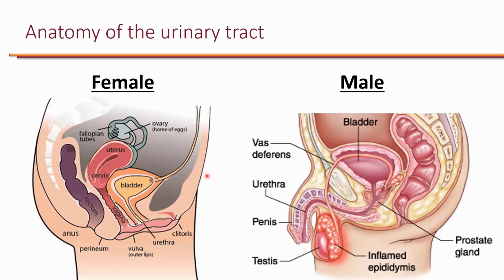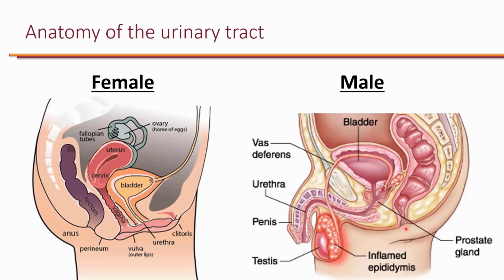Now in females specifically, the urethra is very close to the rectum. It's very easy for bacterial translocation from the GI tract. So gastrointestinal organisms can easily translocate to the urethra and then go up to the bladder. So cystitis is much more common in females compared to males.